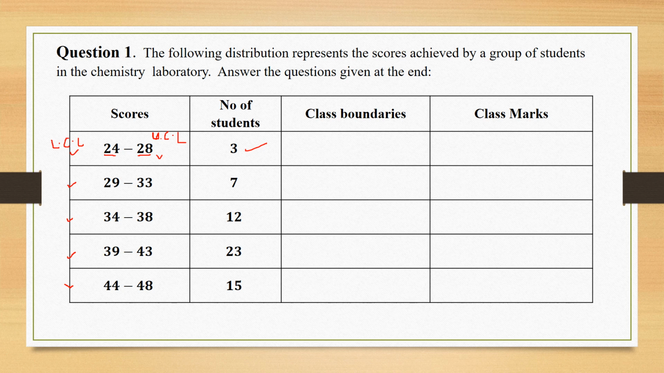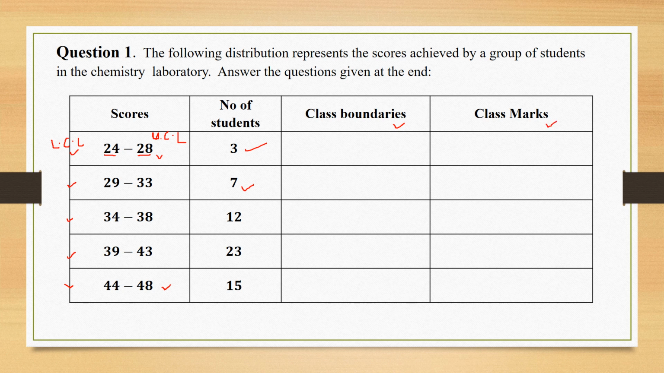Similarly, look at the second group. 29 is the lower class limit and 33 is the upper class limit, and its frequency is 7. And look at the last group, which is 44 to 48. The lower limit of the last class is 44 and the upper limit of the last class is 48, and the frequency is 15. These groups and frequencies will be given, so we need to find out the class boundaries and class mark.